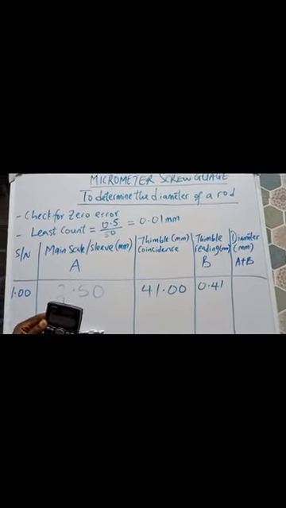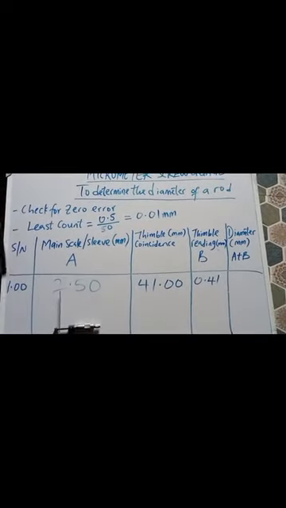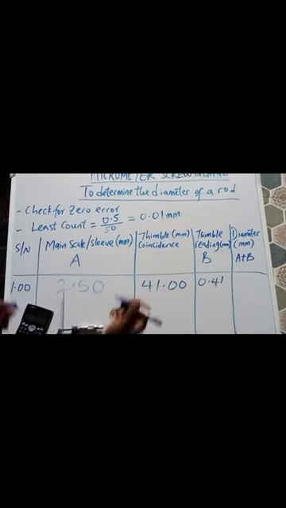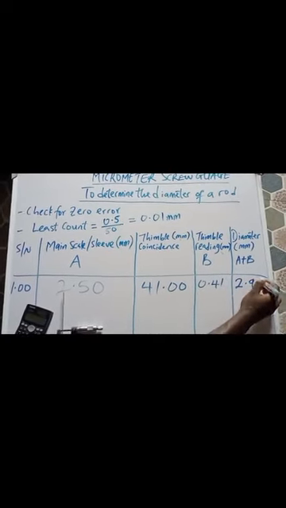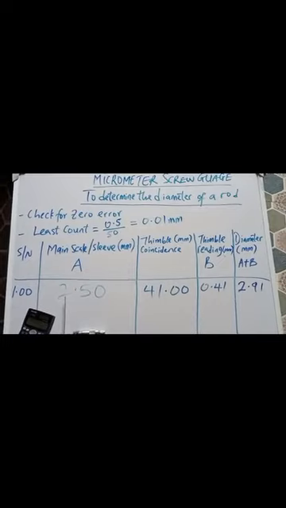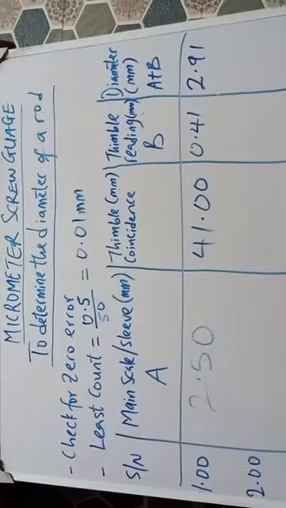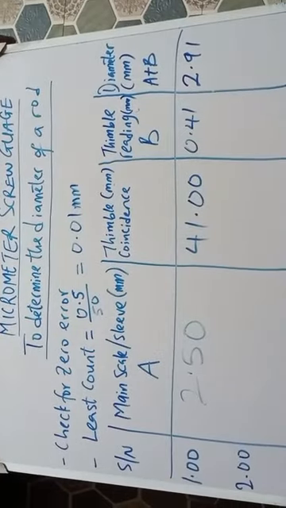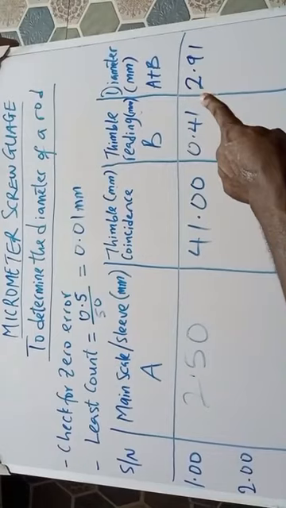So when we do that, we are going to have 2.91. It simply means the diameter of this first position is 2.91. Don't forget. Okay, so the next one, you can see we've seen the final diameter of that first position to be 2.91 millimeters.